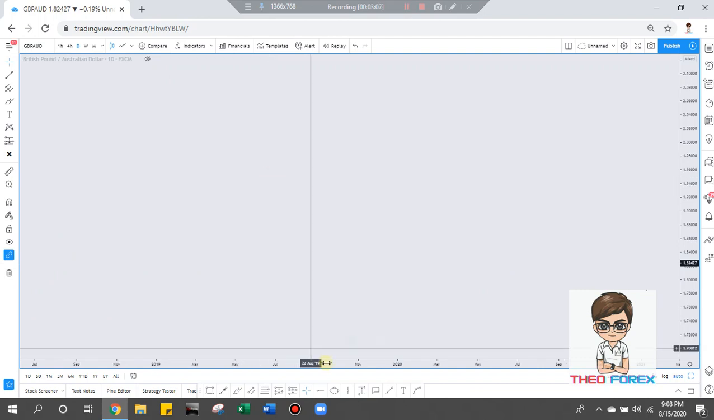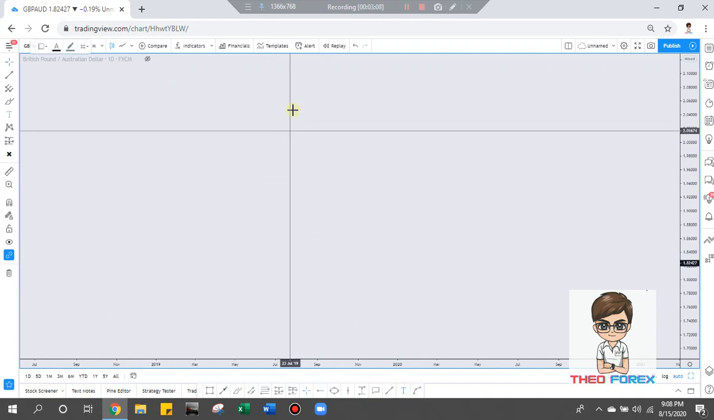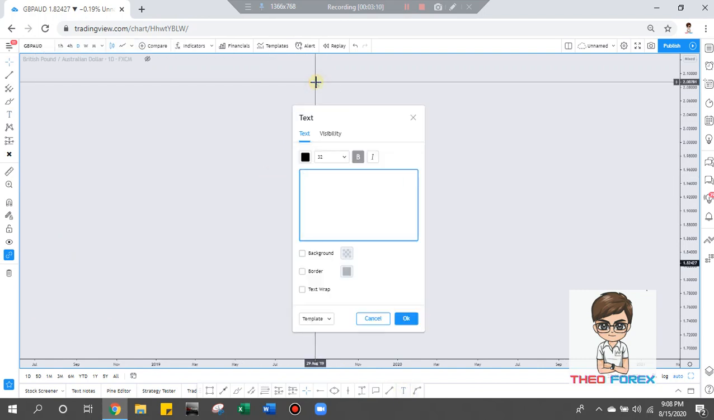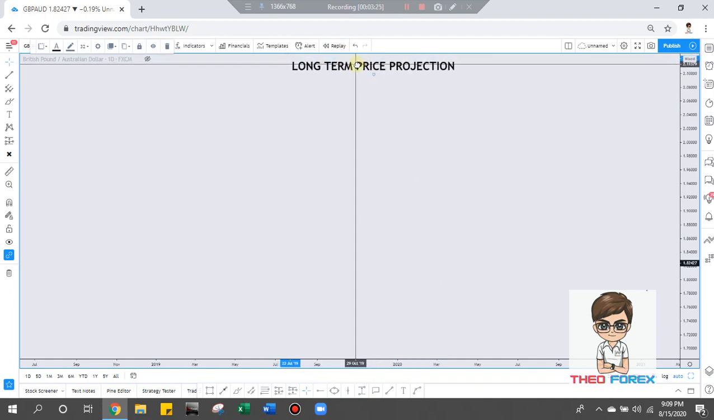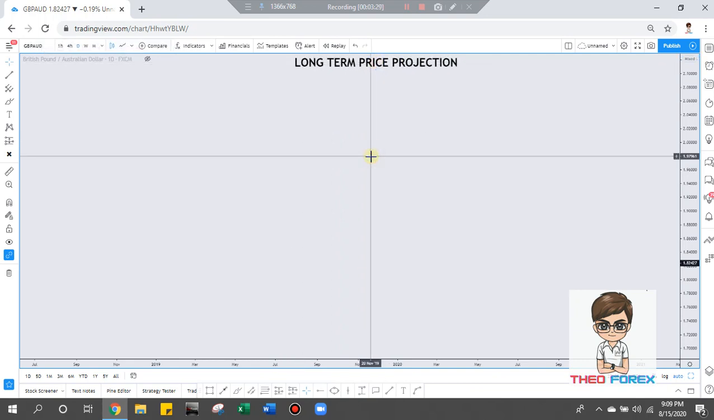Now, Falcon is based on long-term price projection. That means they want to know where price is heading long term. That's what they are more concerned about, so that they can know how to scale in, or what trading opportunities they should be looking for.